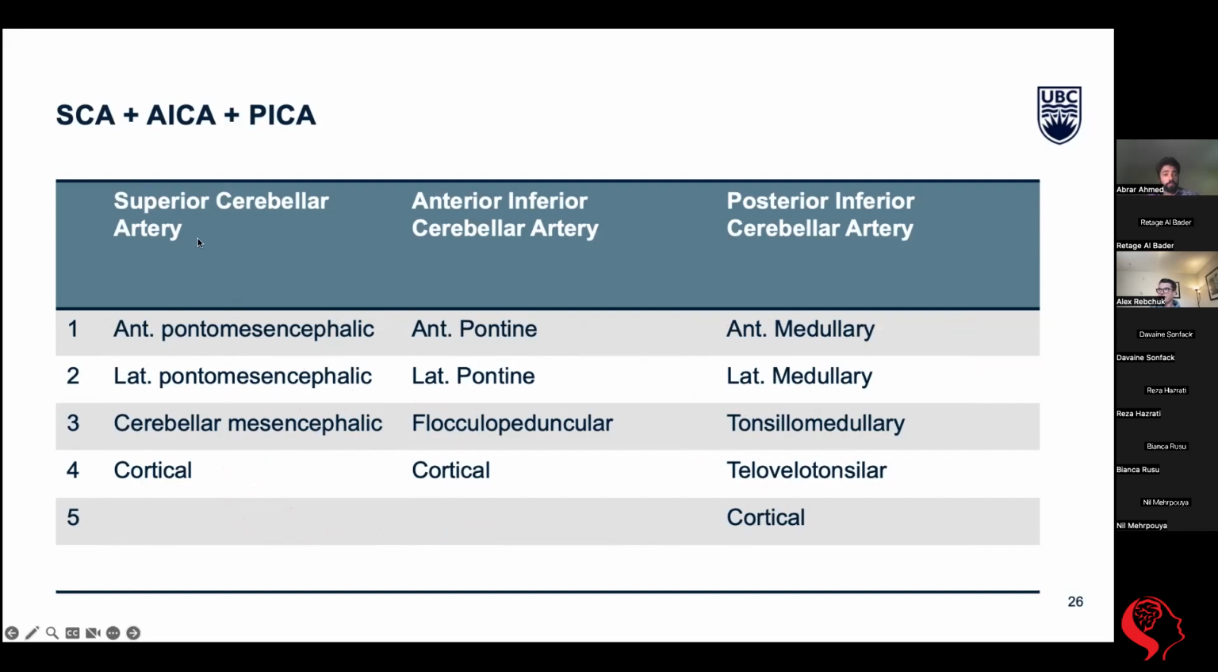So the SCA starts at the pontomesencephalic junction. That's how you get there. AICA starts around the pons, so again, the anterior and lateral pontine. And PICA starts around the medulla. So that's how you can start to fill these out.